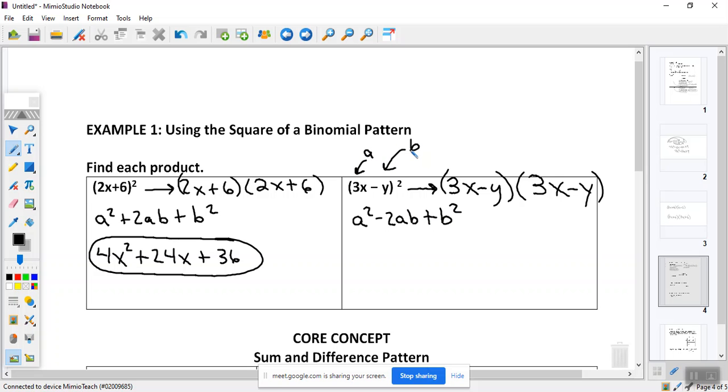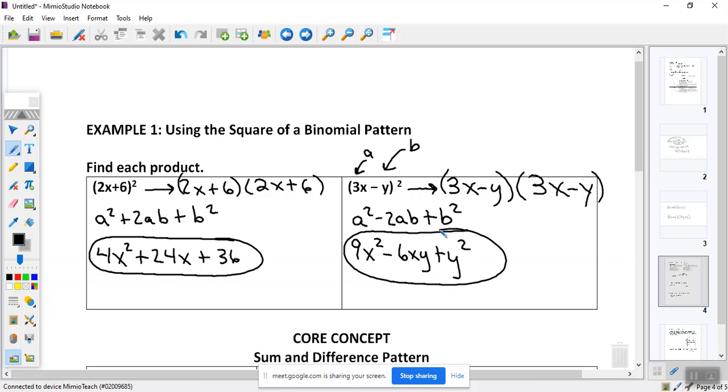So what would a squared get me? In other words, 3x times 3x. 9x to the what? Put your minus sign in here. Then 2 times a times b. What's 2 times 3x, kids? 6x times your b value, which is what? So the middle term is going to be minus 6xy. Plus b squared. What are you going to replace the b squared with? Y squared. Now, if you would have FOILed this out, this is what you would have gotten.